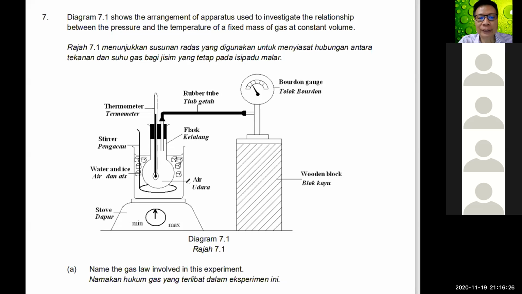Diagram 7.1 shows the arrangement used to investigate the relationship between the pressure and temperature. So pressure and temperature, this is the pressure law. Correct or not? P and T, pressure law. So do you remember this formula or not? P1 over T1, pressure 1 over temperature 1, equals P2 over T2, pressure 2 over temperature 2. The formula is very important. This is the pressure law formula.